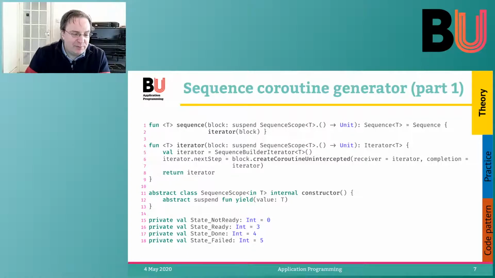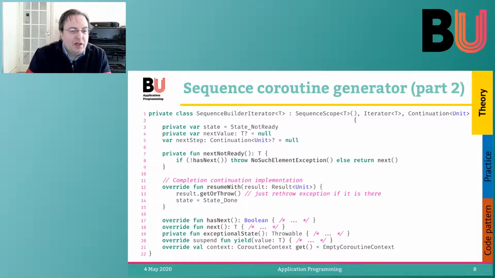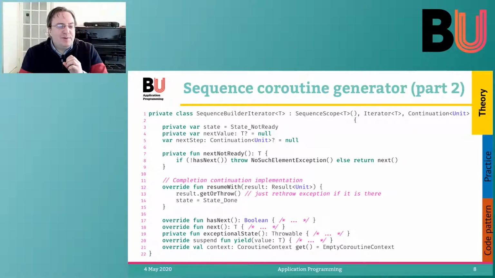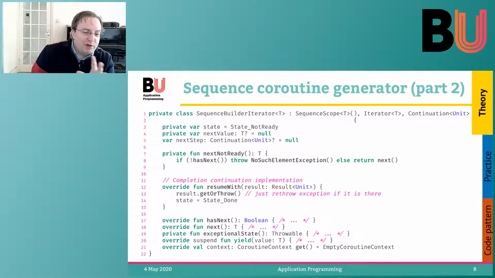The values are not really important here. They're just integers. So this is the sequence builder iterator, but it has a number of functions in it that I have kind of put away out of the context. Lines 17 till 20 are commented out, and we'll go back to some of those later. There's hasNext, next, and nextNotReady, and exceptional state creates an exception. The function yield, we do have a look at that.